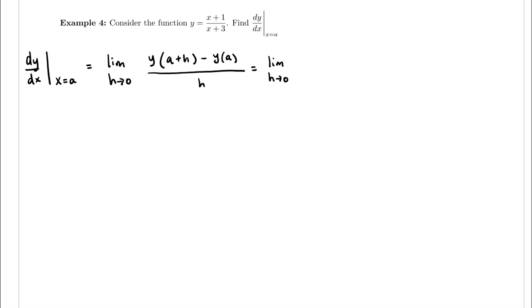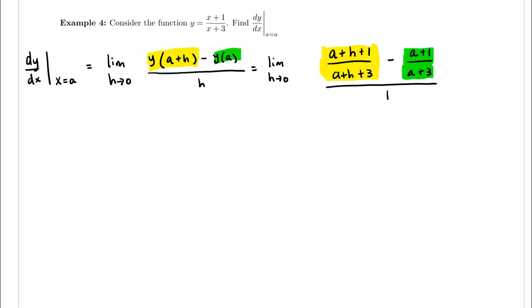So if we plug in a plus h into our function, it's going to be this not pretty looking fraction, a plus h plus 1 over a plus h plus 3. So here is y of a plus h, that's this fraction here. Now I want to subtract off y of a, so that's going to be a plus 1 over a plus 3. And so y of a is this fraction here. And then this will be all over h.